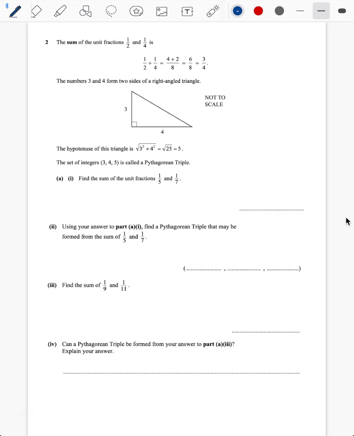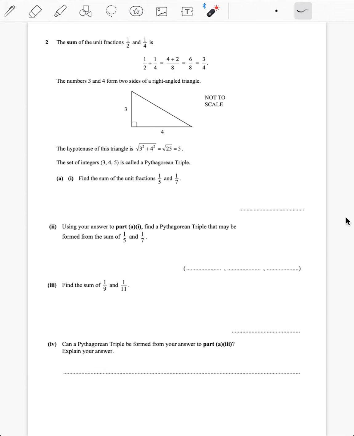Okay, sum of the unit fractions, a half and a quarter. So we're moving on now in question 2 from those consecutive numbers. Now, we don't expect them to be the same, but we're going to obviously be looking at something else. So let's just see what it's guiding us into, what it's trying to show us. Okay, so the sum we've got here, and all of those calculations make sense.